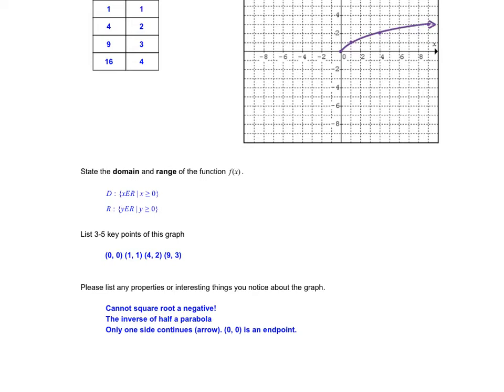And something important to note, there's only one side that has an arrow. So this side right here, the point that was kind of like a vertex, that (0, 0), it is an endpoint. Don't assume that it will continue forever. It does not. That's why we have these restrictions on our domain and range.